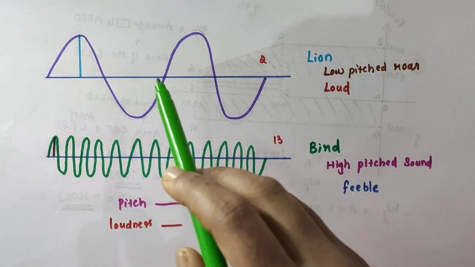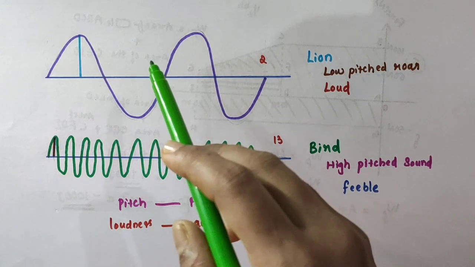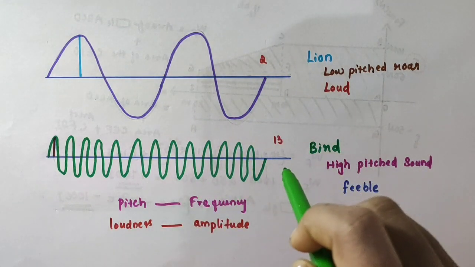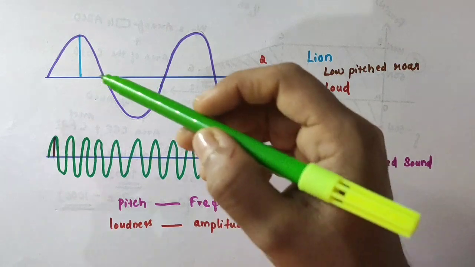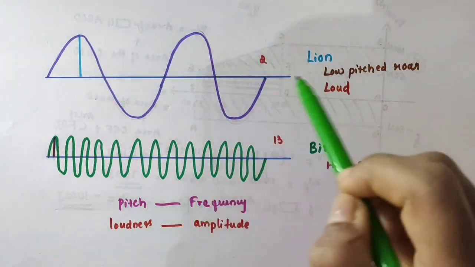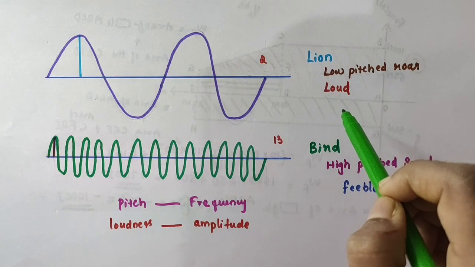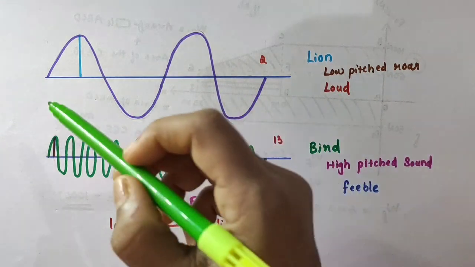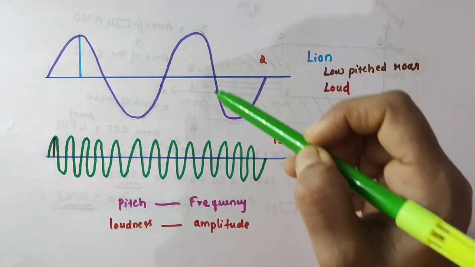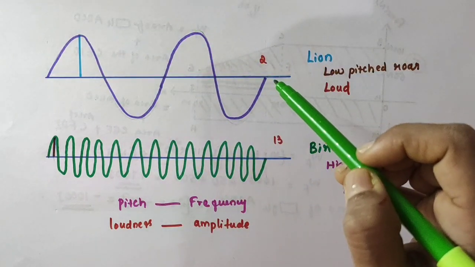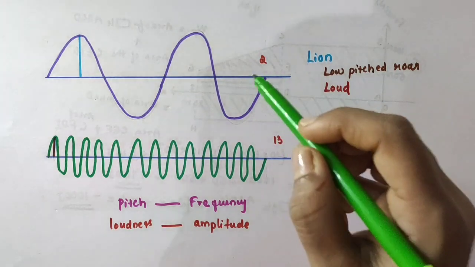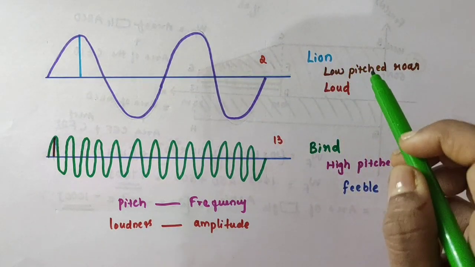Let this be the wave representation of the sound produced by the lion, and let this be for the bird. So in the case of the lion, you see the amplitude is more, so the roar is very loud. But you see its frequency is less. Only 1-2 oscillations are there in 1 second. Since frequency is less, we can say that the lion makes a low-pitched roar.